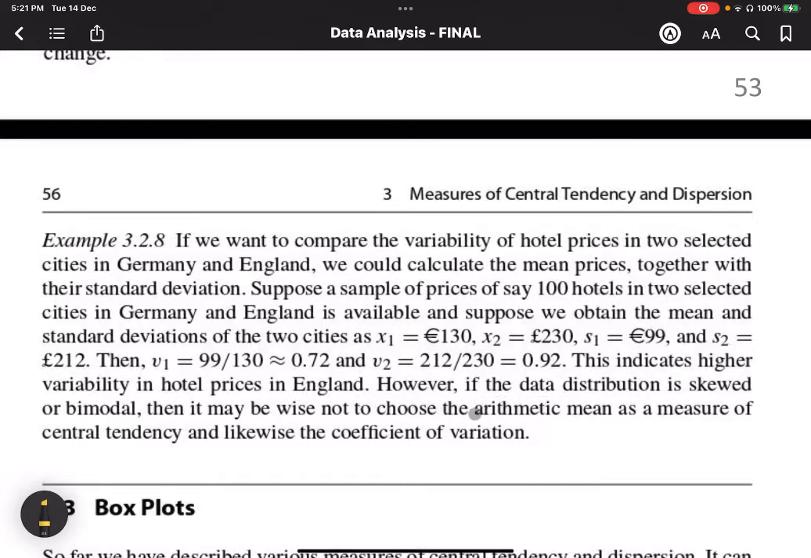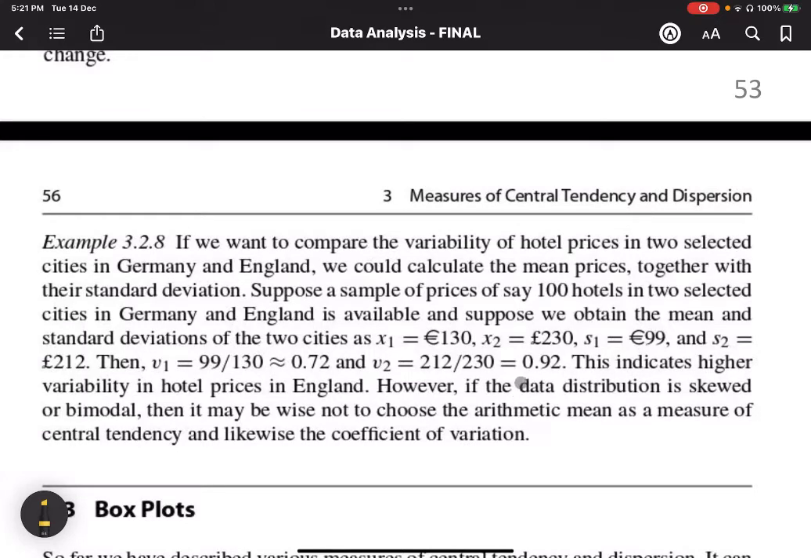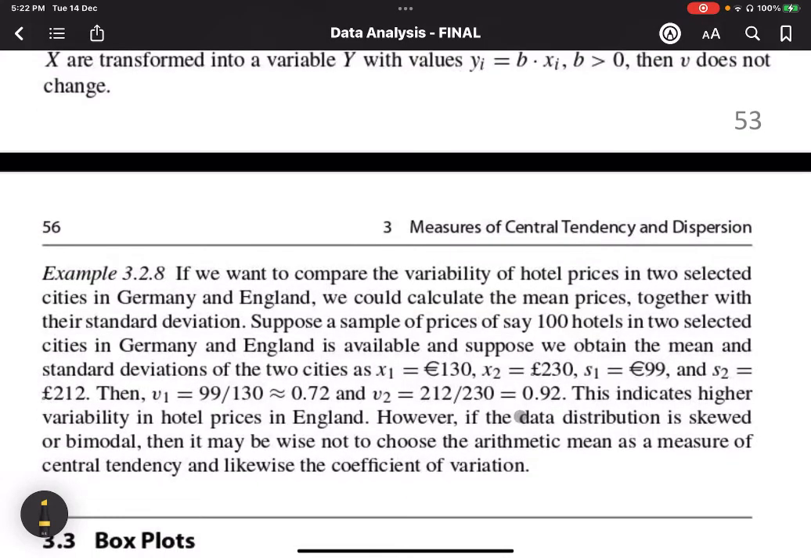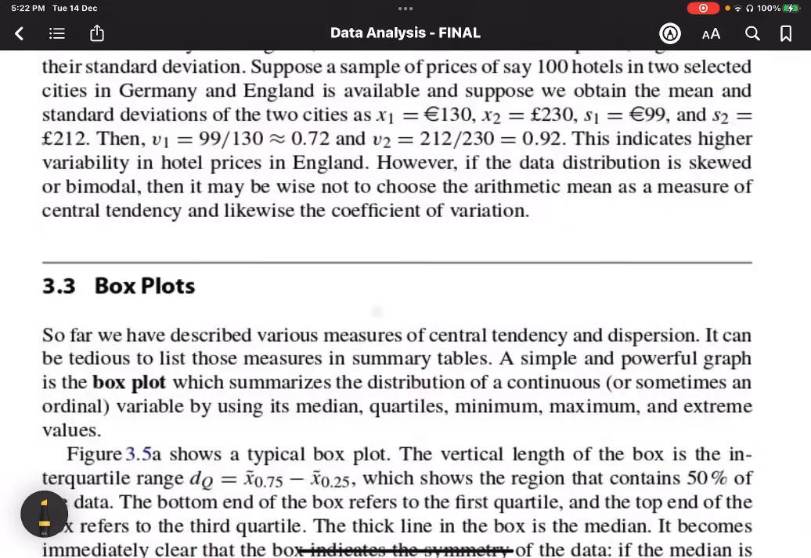However, if the data distribution is skewed or bimodal, then it may be wise not to choose the arithmetic mean as a measure of central tendency. Likewise, the coefficient of variation. So, kung skewed daw, ibig sabihin hindi siya normally distributed, no? Medyo naka-slant sa left or right ang kanyang data sa graph, or hindi siya bell-shaped, then it is not advisable, no, na gamitin yung coefficient of variation. But anyway, if the data is not skewed and is normally distributed, we can use the coefficient of variation. So how to use the box plots?